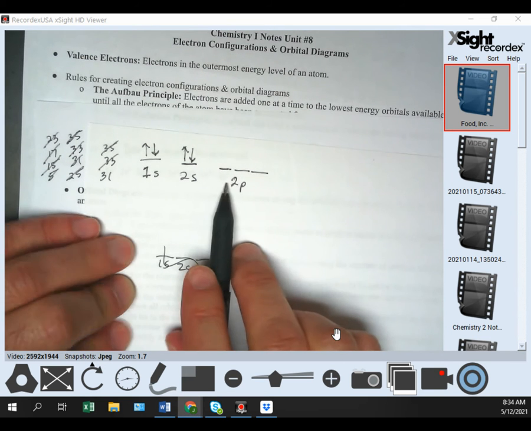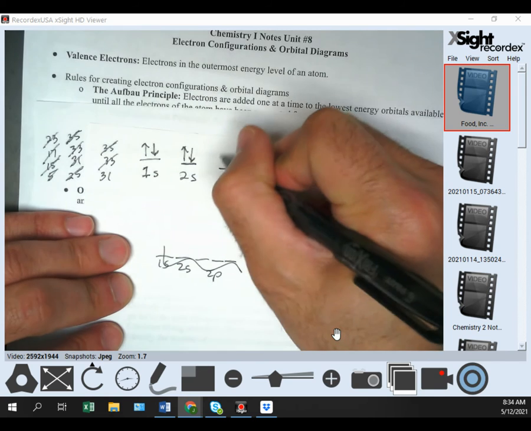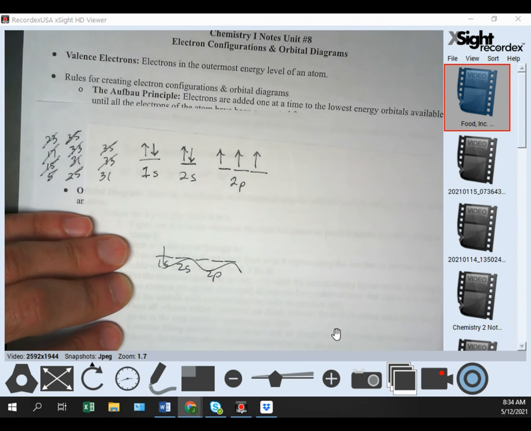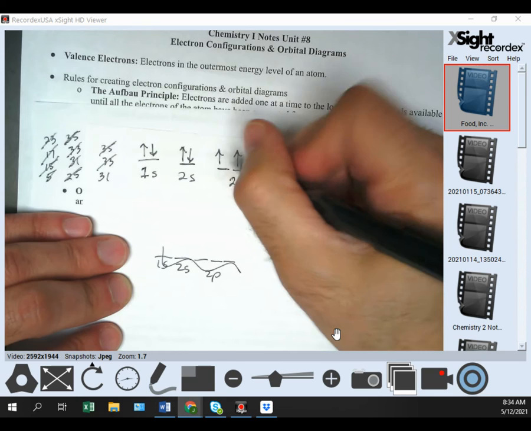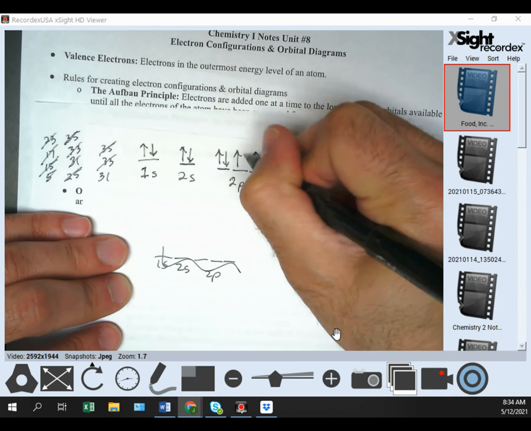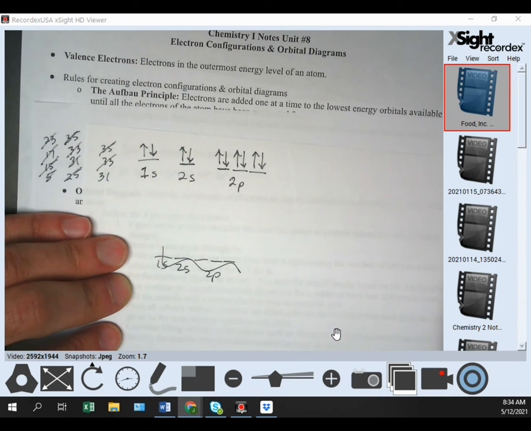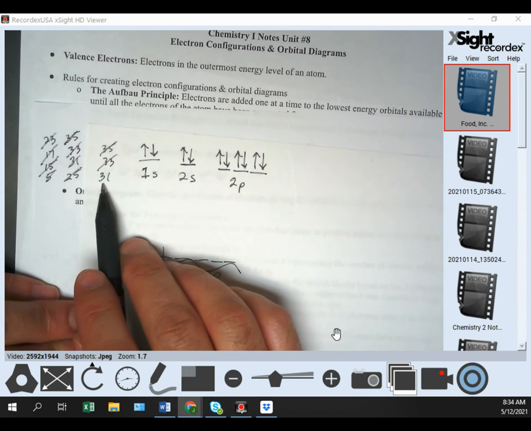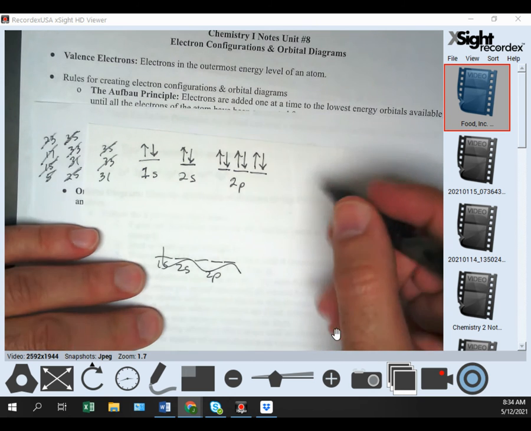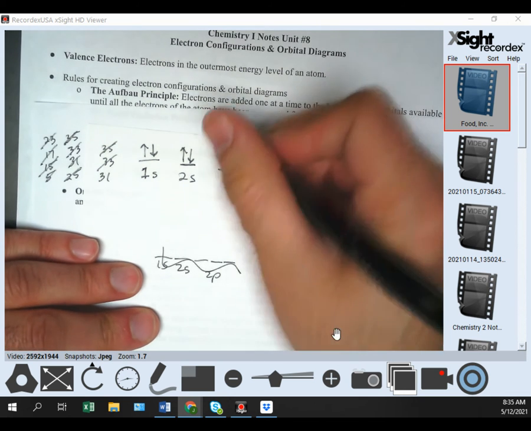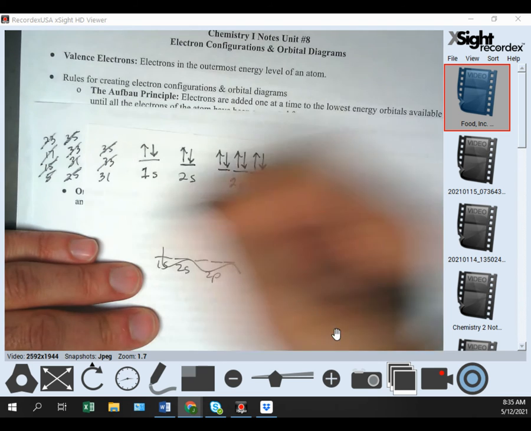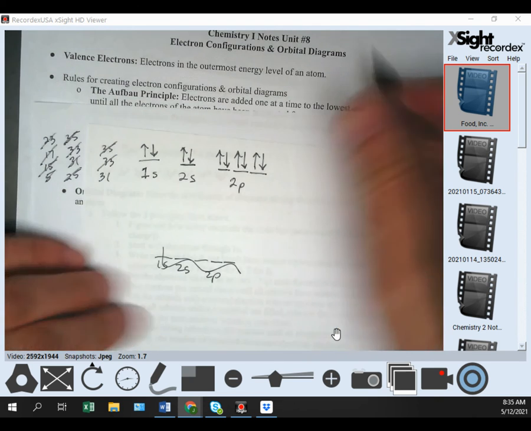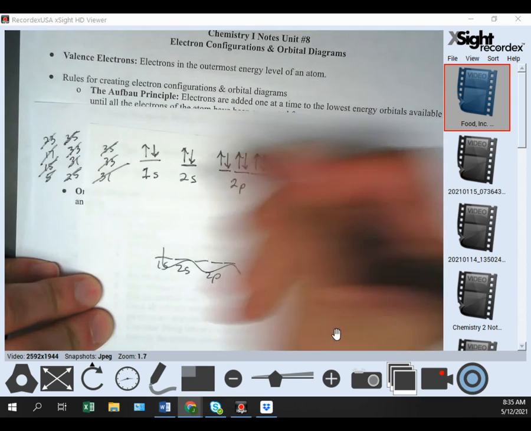So when I'm putting these in, technically this is how I would do it. I would go 1, 1, 1, and then if I still have electrons left, I go back and I start pairing them. Now, I knew I had more than six left, so you don't have to go 1, 1, 1 and then go back. If you know you're going to have enough electrons to fill the whole thing, you can just go up, down, up, down, up, down. Okay. So six. So now I'm down to 25.